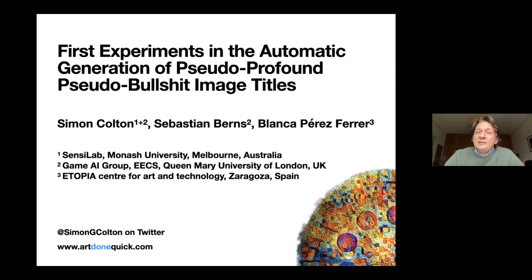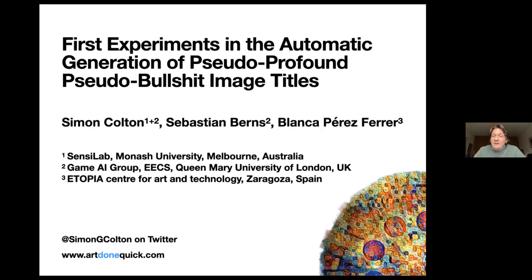This is work connected to the Art Done Quick project. This is an iOS app for general release later in the year on iPhones and iPads. And this is going back to maybe 15 years of work on evolutionary art. I've now got a very fast process which can make images. And if you're interested in the image generation, do ask me about it or see some of the many papers I've written on it recently.